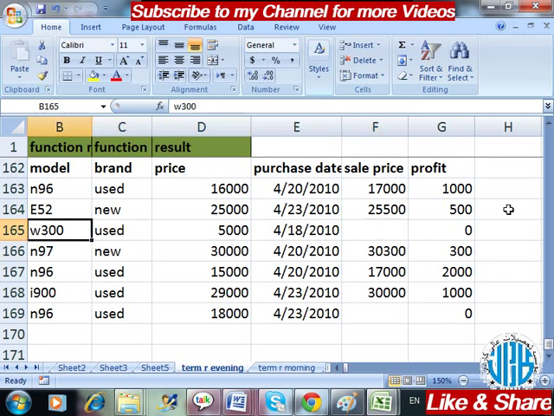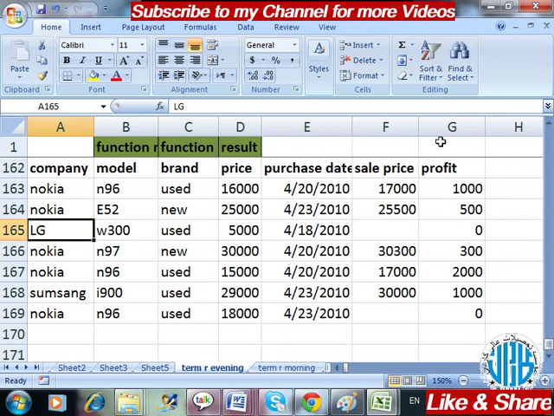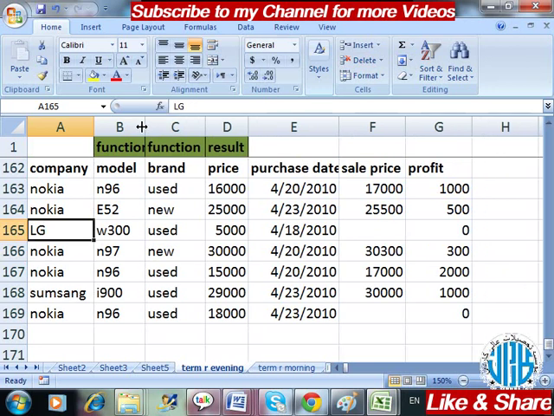Okay, so this is the total data which I have. On the basis of this data, I am going to do some calculation. What type of calculation? One by one I am going to do that here.